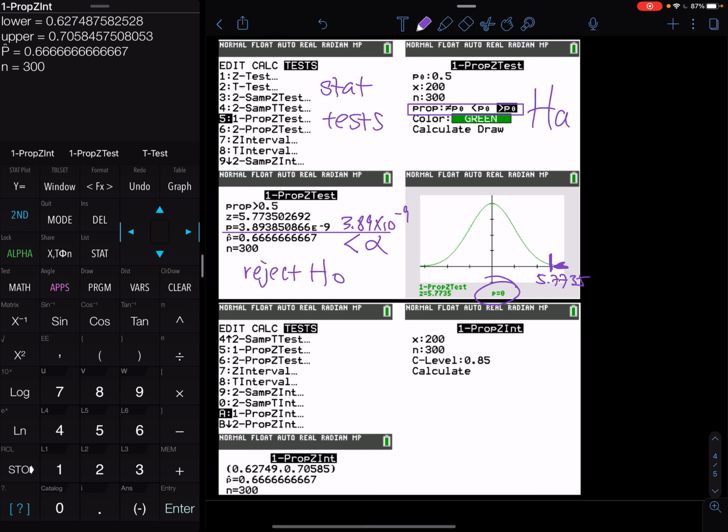And then for the confidence interval, you also go to stat, then test, and select the one proportion Z interval. And then you input the X and the N, and make sure you select the correct confidence level. Once you calculate, you will see the upper limit and lower limit.